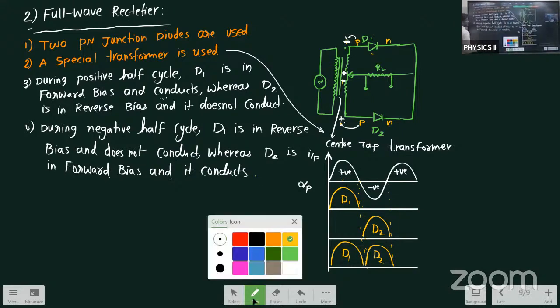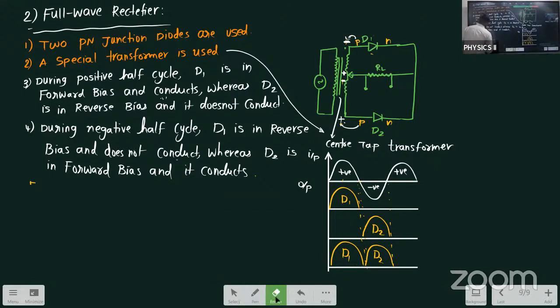And finally, you can write the fifth point. What will be the fifth point? Efficiency. What is the efficiency of a full wave rectifier? The efficiency of a full wave rectifier is 81.2%. What does it mean? It means that whenever you are supplying 100% of AC, it is converting around 81.2% into DC.